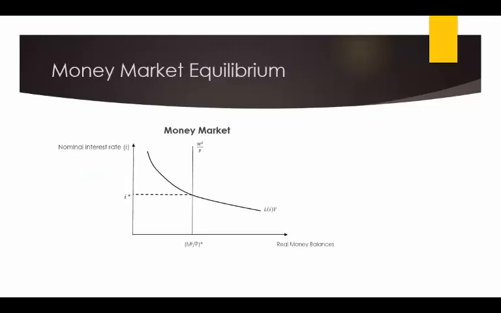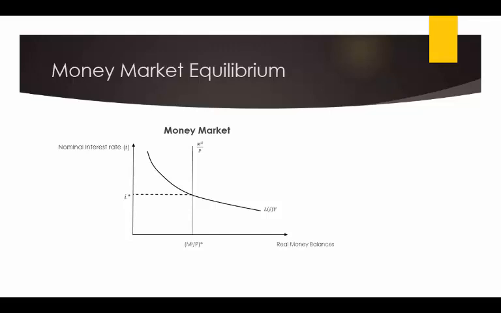The money market equilibrium is depicted in graph form on this slide, with the nominal interest rate on the vertical axis and real money balances on the horizontal axis. The real money supply, MS over P, is a vertical line placed at the level that the monetary authorities want it to be, given their choice of the money supply level. The real money demand function is an inverse function of the nominal interest rate, holding real incomes constant. In equilibrium, they are equal at some interest rate i star.